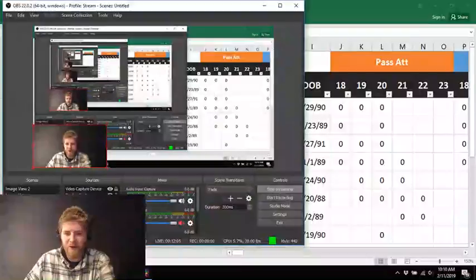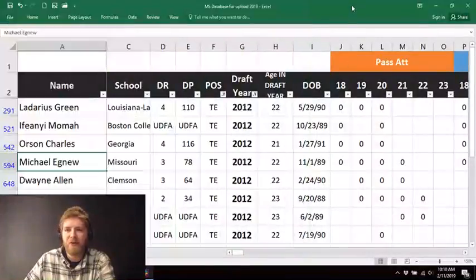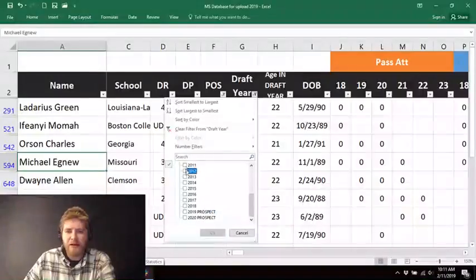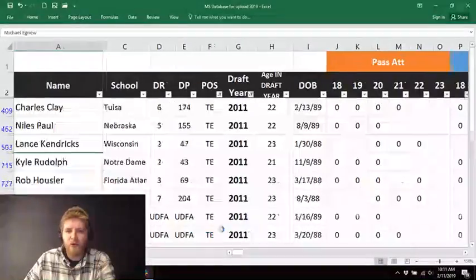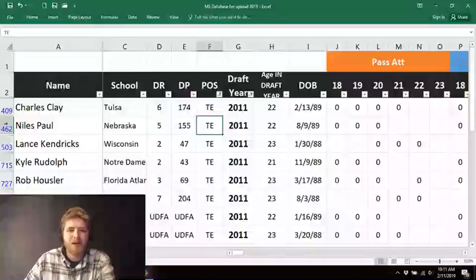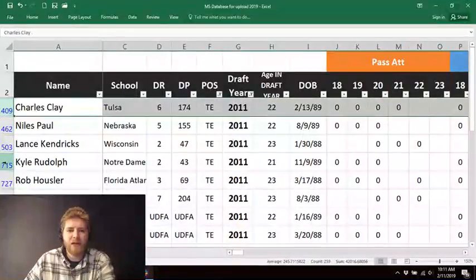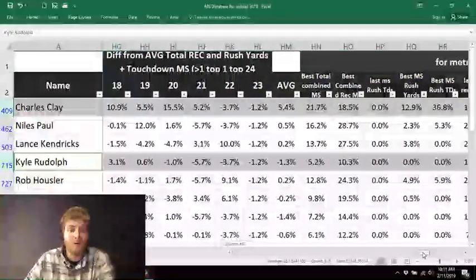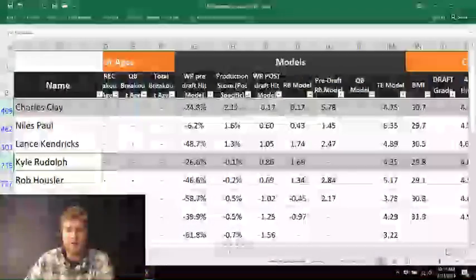I don't want this to drag on too long. We're already at 12 minutes. Let me just look at one more class to get an idea of it, and we'll call this a tight end video. Charles Clay, Kyle Rudolph, again, both come up in the top 4. Those are the ones you wanted from this class, obviously.